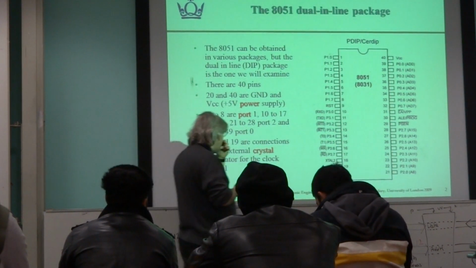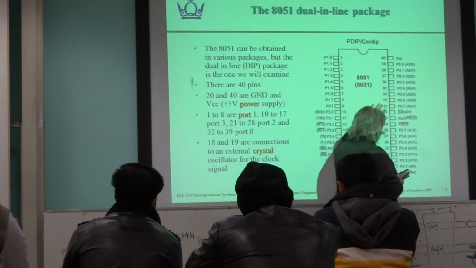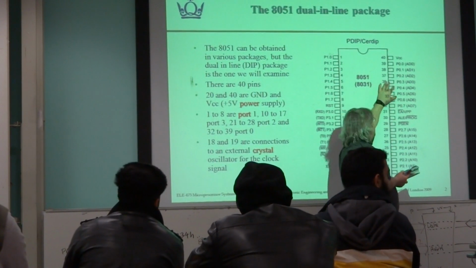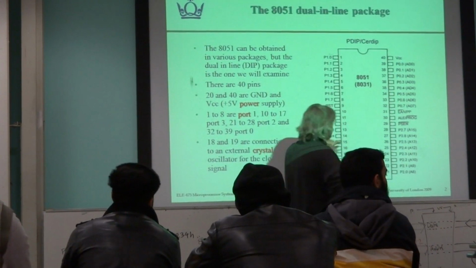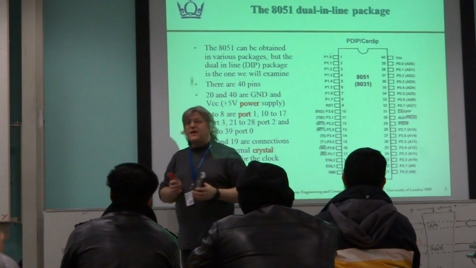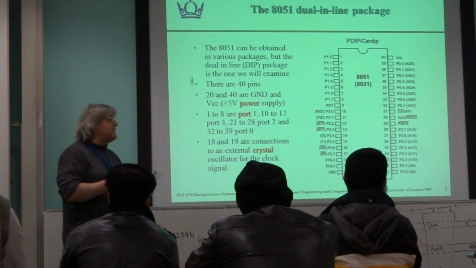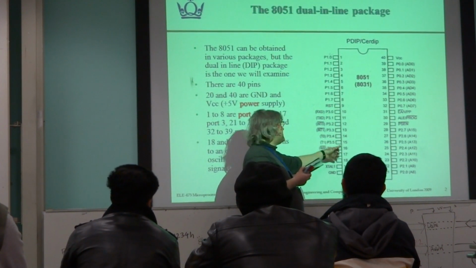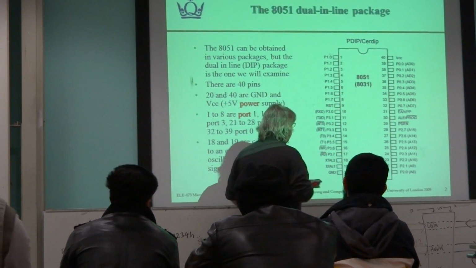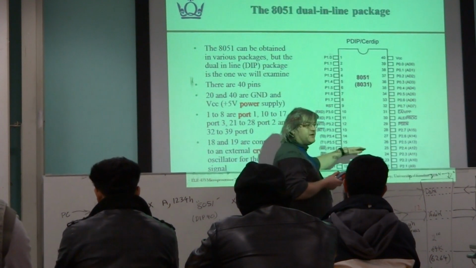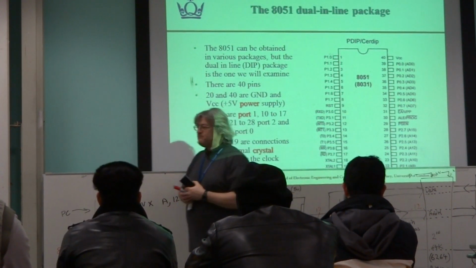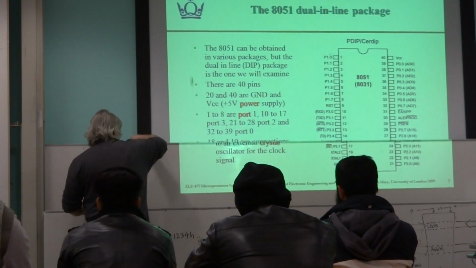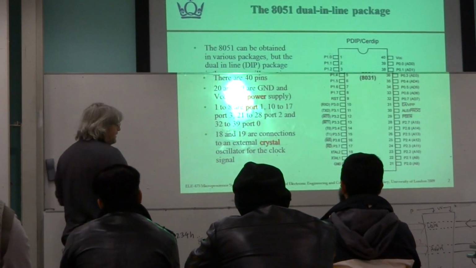I will say something more about port 0. Almost time for a break. Port 1, 2, and 3, they can actually drive quite a bit of current. The transistors in them are such that, if you like, they can provide current to drive an LED without problem. But port 0 is a bit bizarre.